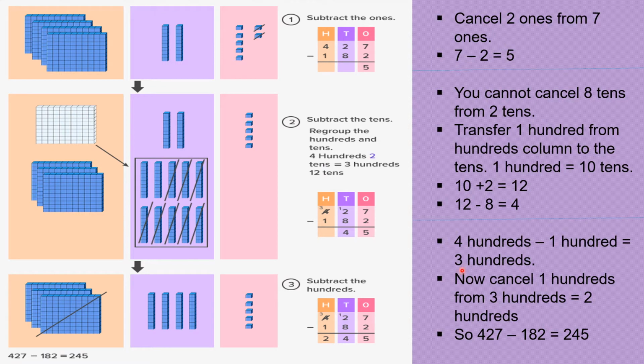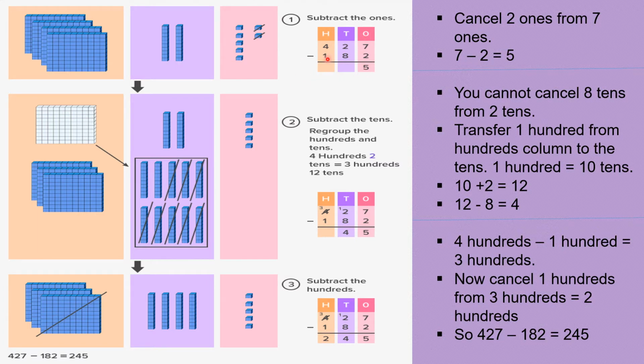Now let's find out how to solve this with the place value method. We actually did this in addition as well. Now let's see how we subtract two numbers using the place value method. So we have two numbers, 427 and 182.